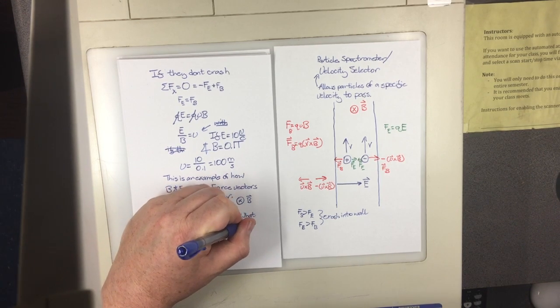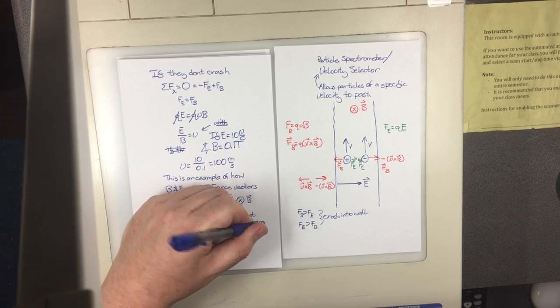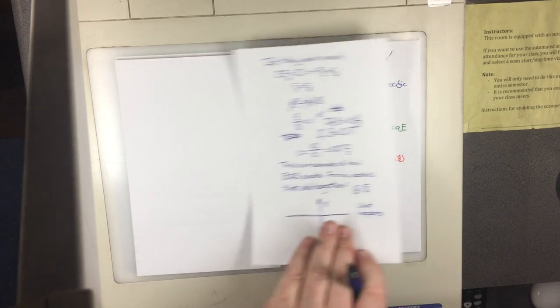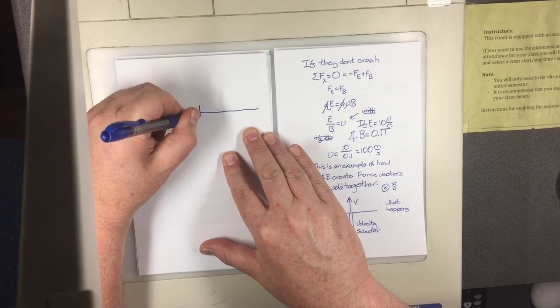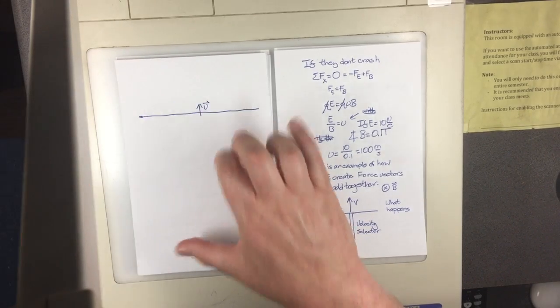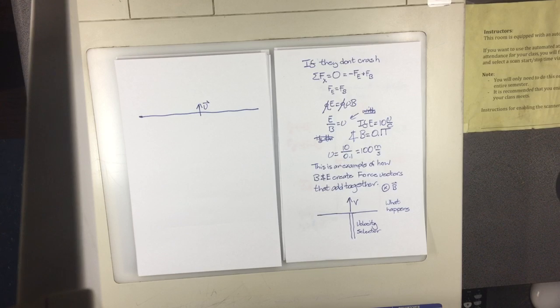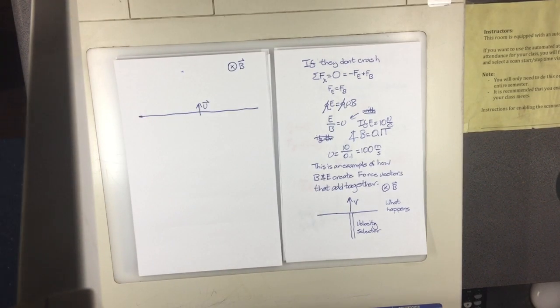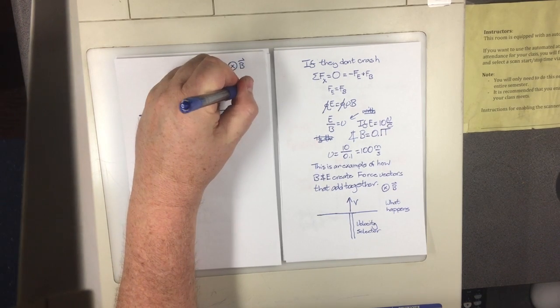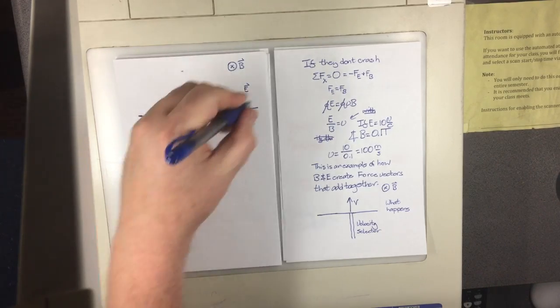So what happens? Let's blow this up just a bit. So we have a region where the V vector is pointing to the top of the page, and the magnetic field is going into the page. Now these particles are entering the region. Now, there is no E field in this region. The E field was only in the velocity selector.